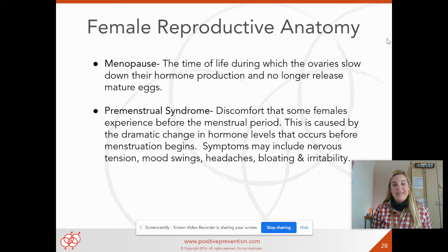And then the last term is premenstrual syndrome, sometimes just called PMS. So premenstrual syndrome is the discomfort that some females experience before their menstrual period. It's caused by a dramatic change in hormone levels that occurs before menstruation begins. Symptoms include nervous tension, mood swings, headaches, bloating, and irritability. Not all women experience PMS. Some women have very bad PMS where they feel really ill for a few days during every menstrual cycle.